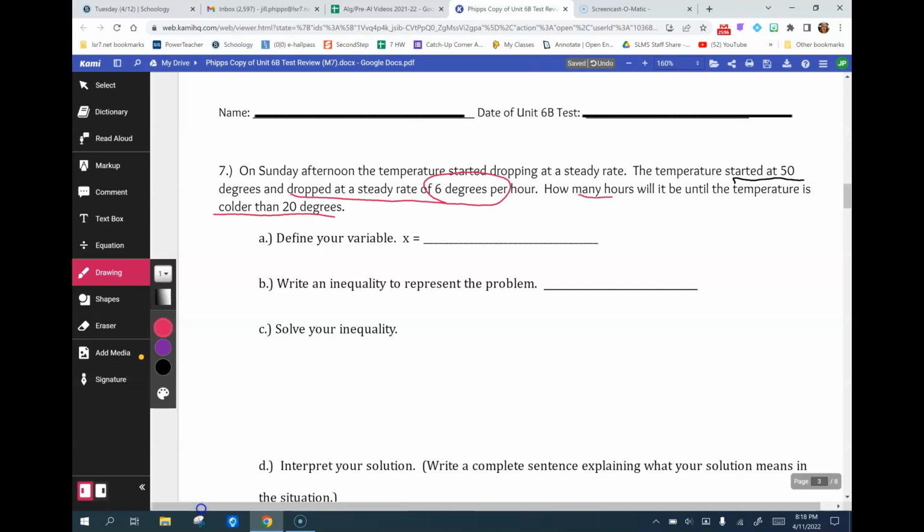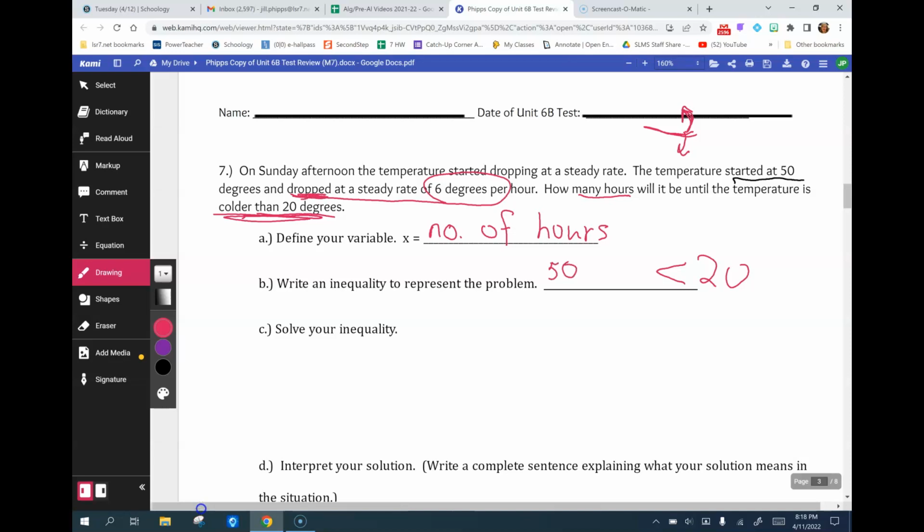Okay, well, they're asking about how many hours, so let's define the variable. Number of hours. Then they're comparing it. How many hours until it will be colder than 20? So here we go. Here's 20. Do we want it to be above 20 or below 20? We want it to be below, so less than 20. Now here's one we haven't seen before. Colder than 20, not equal to, just colder than 20. Now what makes that up? So what we're talking about has to be colder than 20. Well, we start at 50, and then we drop.